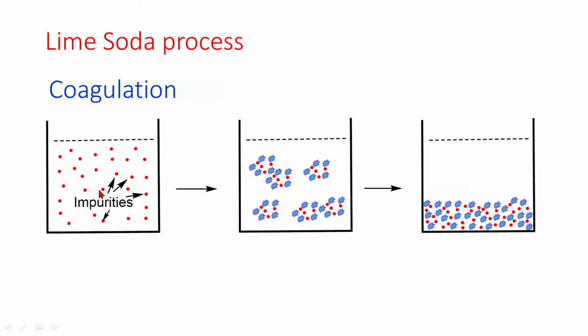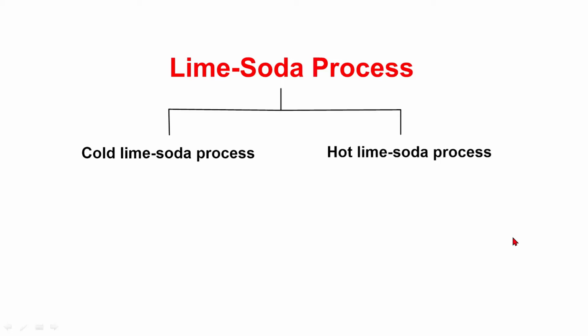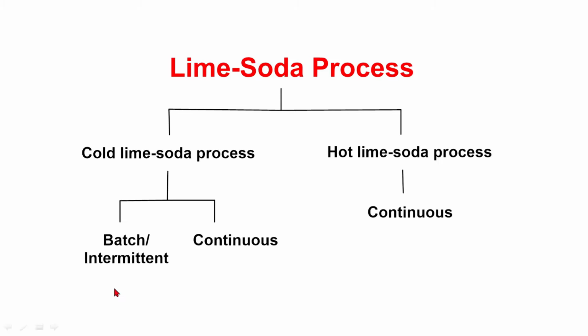During coagulation, these are the fine impurities. Coagulant is added. Here, coagulant forms precipitates which entrap the finer impurities. Precipitates and trapped impurities settle down at the bottom. Lime soda process is of two types: cold lime soda process and hot lime soda process. Cold lime soda process is of batch or intermittent type and continuous type, whereas hot lime soda process is continuous type.